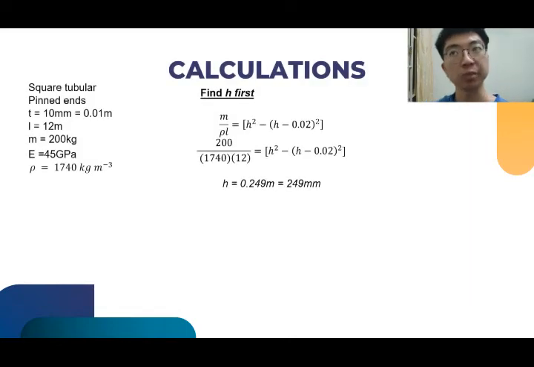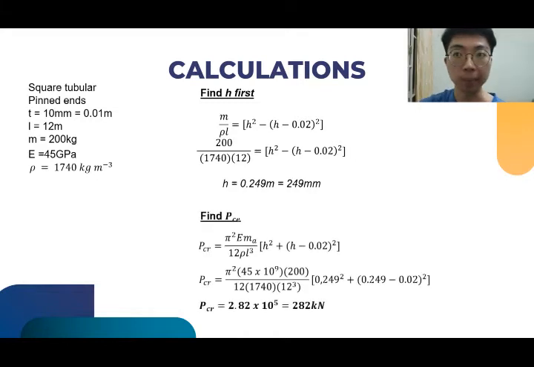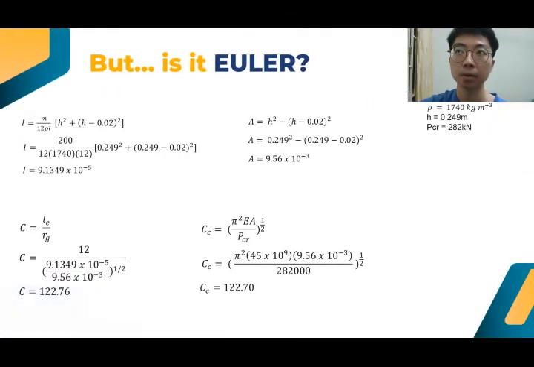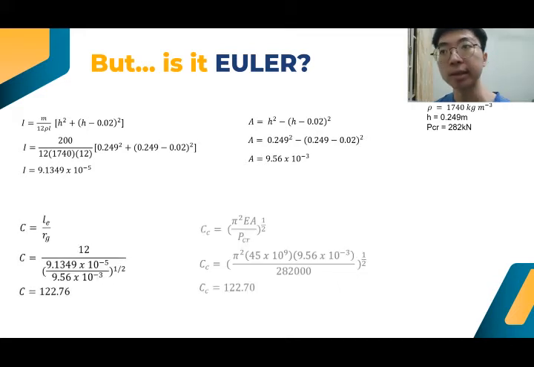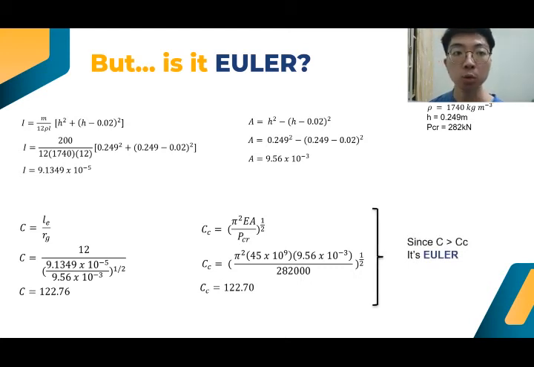For the calculation, we found H first by using the material we derived just now. After we have found H, we can calculate PCR, which is 282 kilonewtons. In this Example 9.2, the question didn't use any method to decide whether to use Euler or Johnson. So now we will verify it. We will calculate I, A, the slenderness ratio, and the critical slenderness ratio. From this result, we can see that C is bigger than CC, so the Euler method is used correctly.